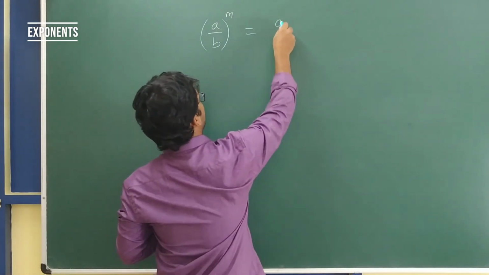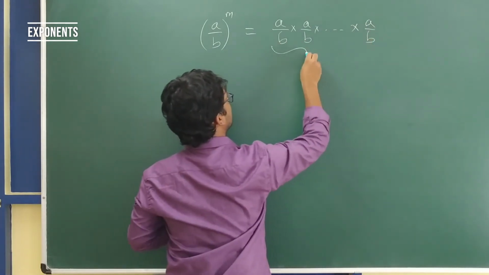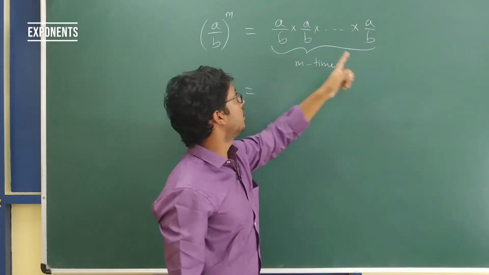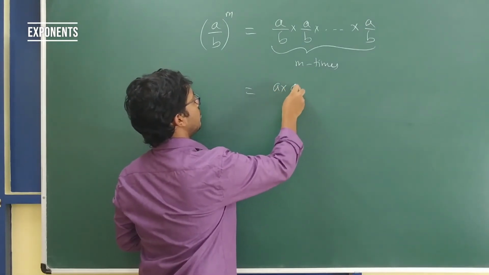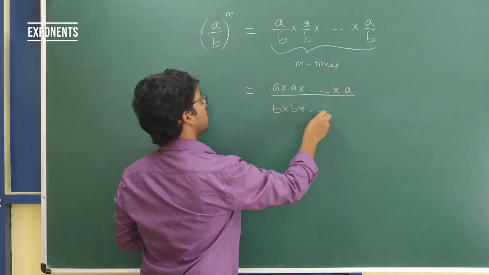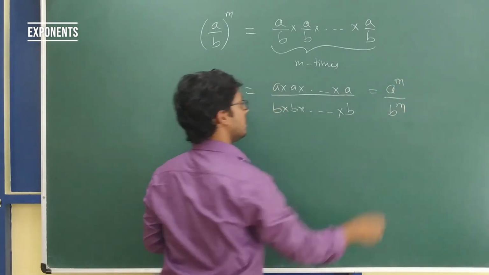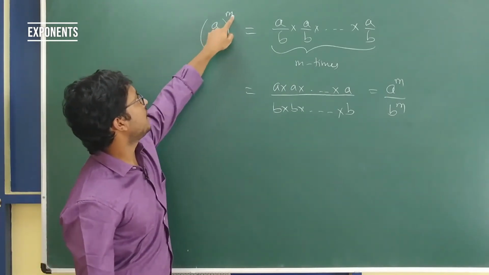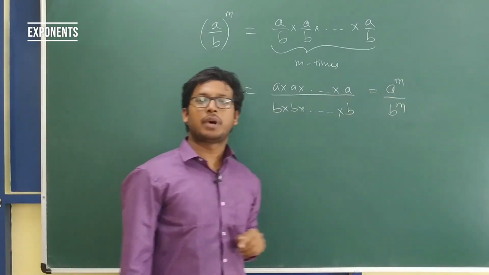So let's write that. It is a by b into a by b, like this into a by b, multiplied m number of times. Since it's a fraction multiplication, you multiply numerators and you multiply denominators. So we get a into a m number of times, divided by b into b m number of times. So essentially this is a raised to m divided by b raised to m. Same law as we understood previously. If the bases are multiplied, you can take powers separately. If the bases are divided, then also you can take powers separately.